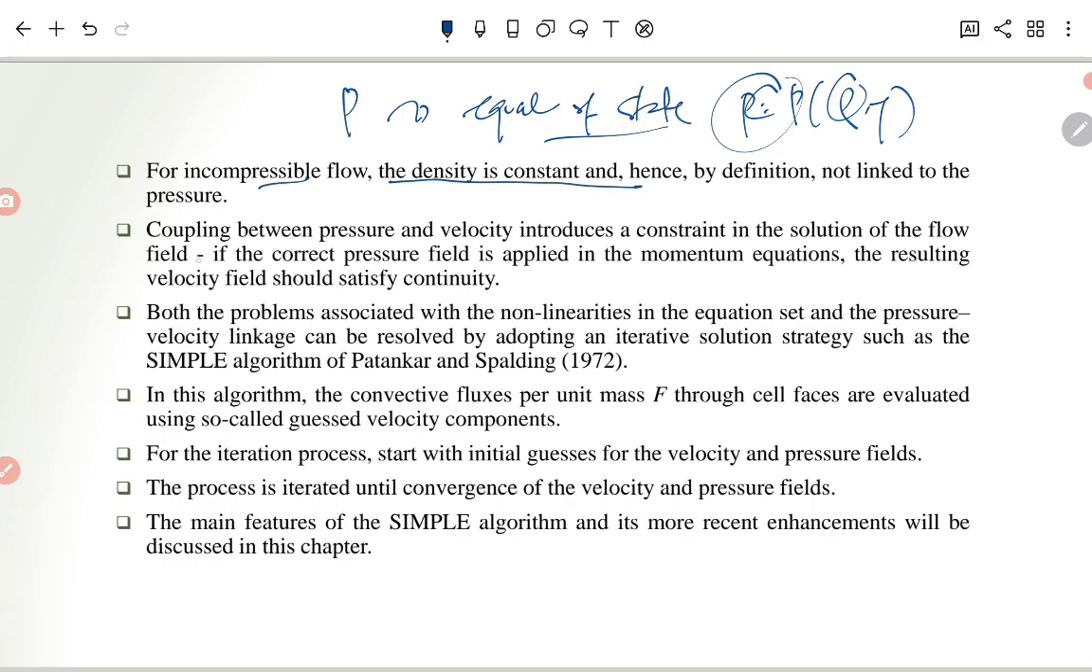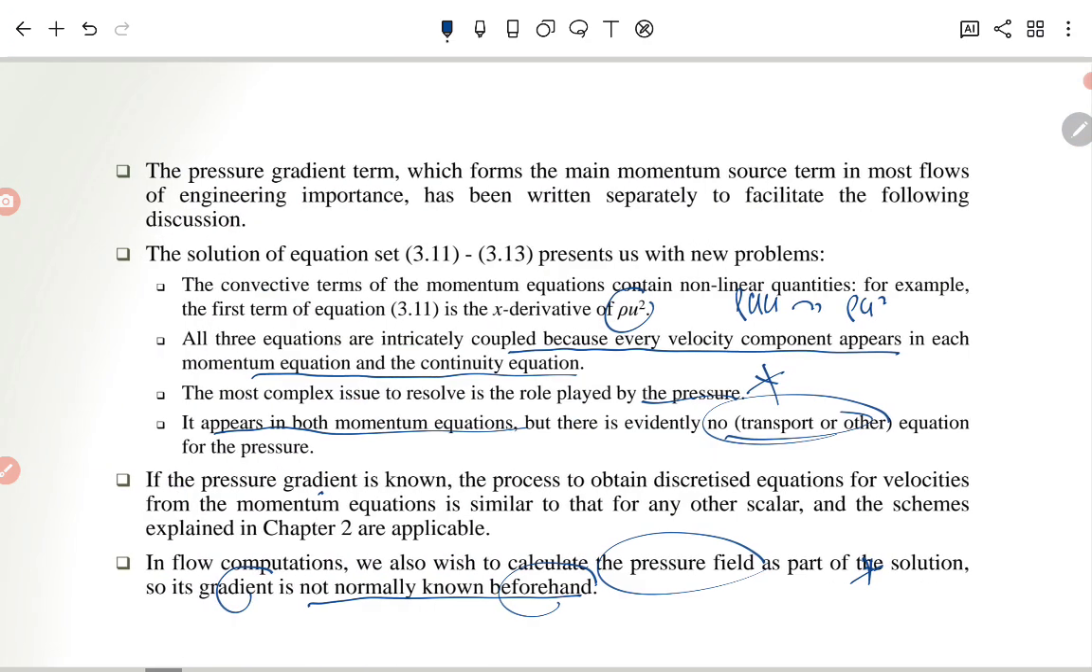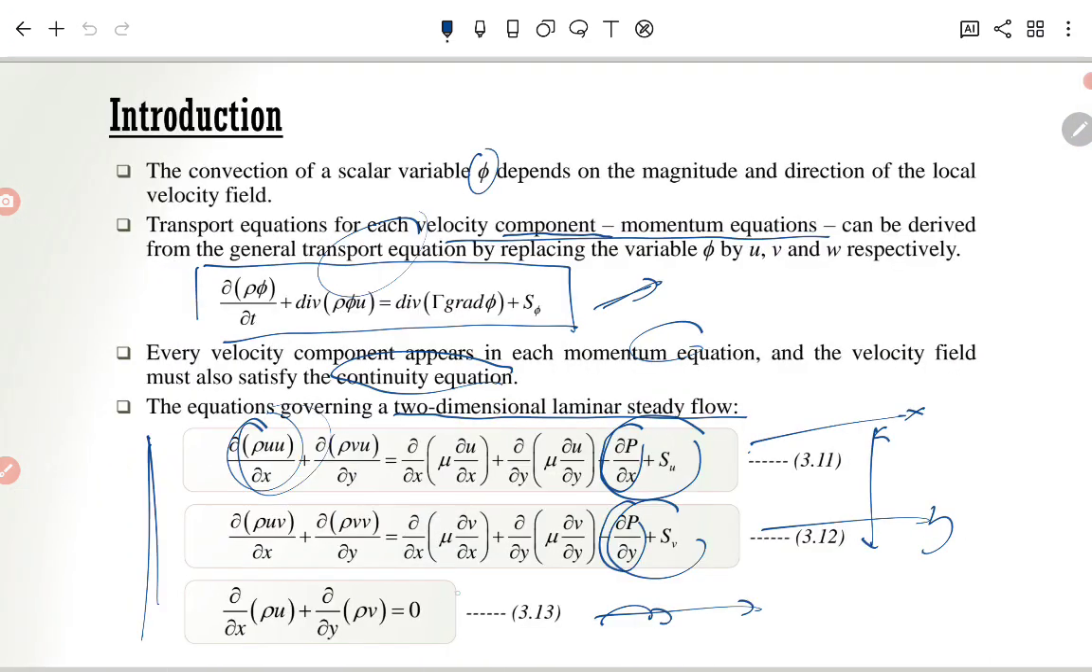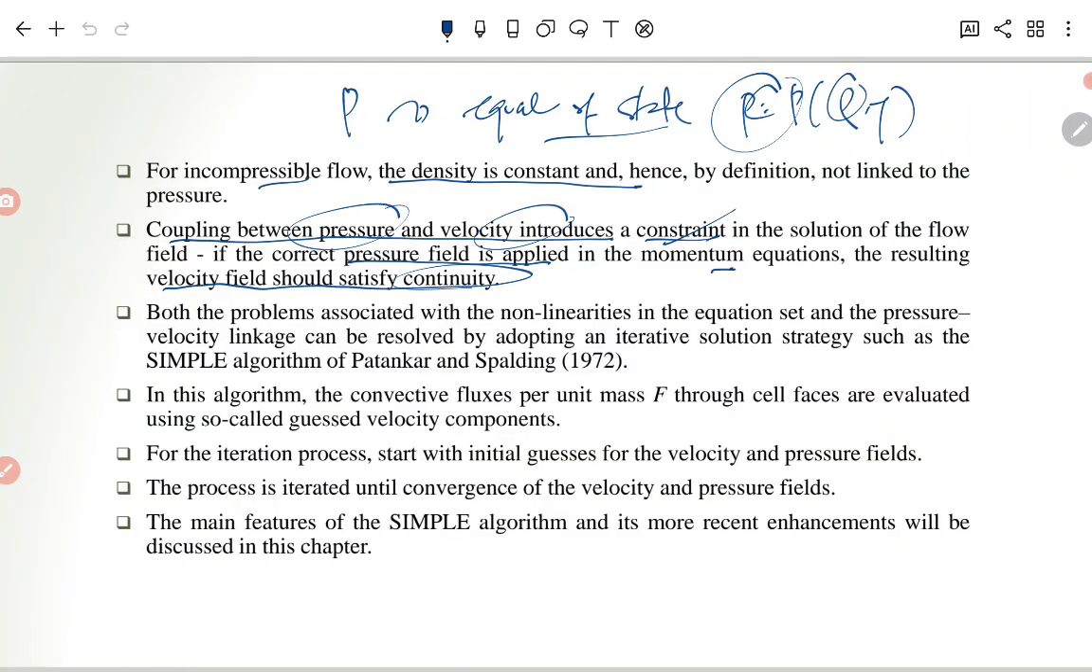And the problem is that the coupling between the pressure and velocity introduces a constraint. The coupling between pressure and velocity introduces a new constraint in the solution of the flow field, which is that the pressure field is applied in the momentum equation, and the resulting velocity field should satisfy the continuity equation. Both equations should be satisfied, and the problem is basically associated with the non-linearity in the equation set.